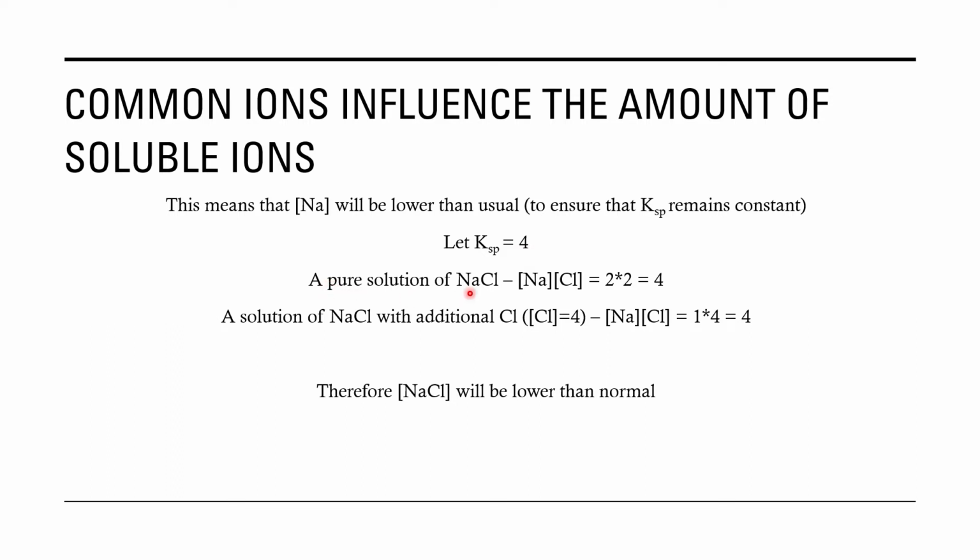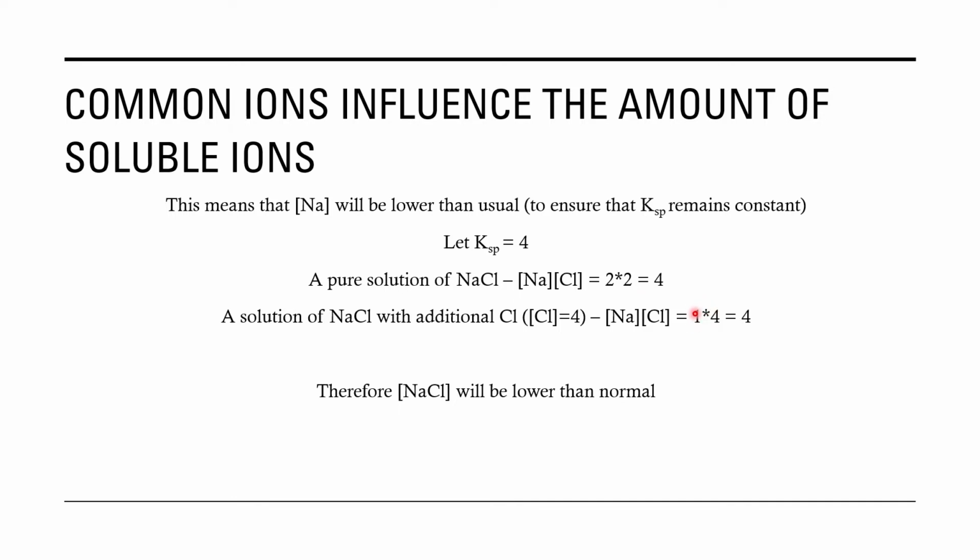So if I have a pure solution of sodium chloride, just sodium chloride into distilled water, the solubility product would be in a 1-to-1 ratio, meaning that 2 times 2 molar would be equal to 4, our Ksp. But if we were to have a solution of sodium chloride where there was already chloride, let's say that when we put everything together, the ending concentration of the chloride is going to be 4. That's going to mean the concentration of the sodium needs to be 1 so that the solubility product at the end still remains 4. So the concentration of sodium up here was 2, concentration of sodium here was 1.